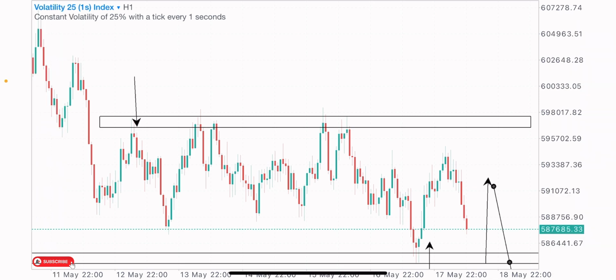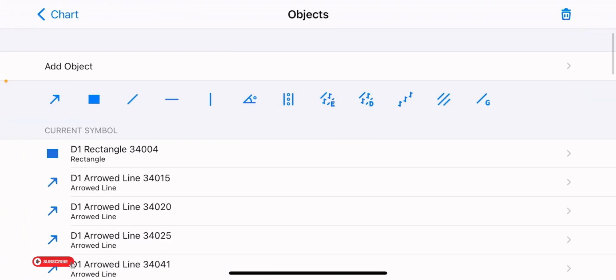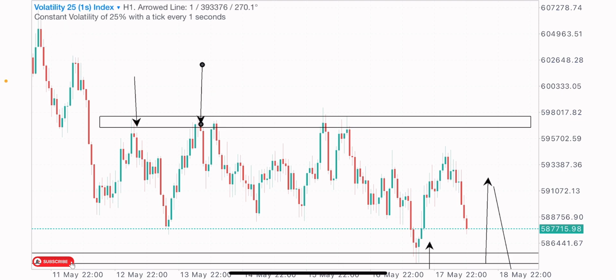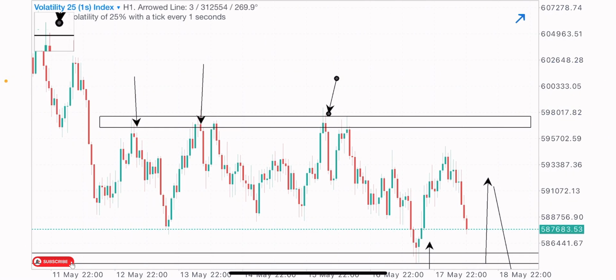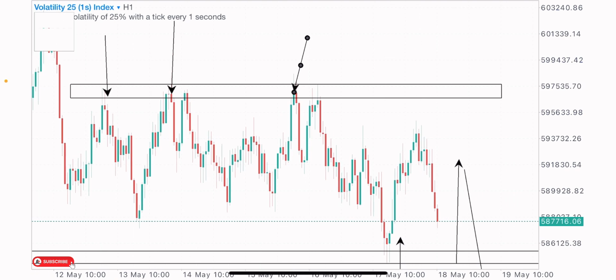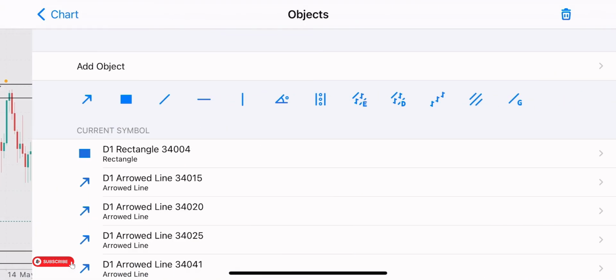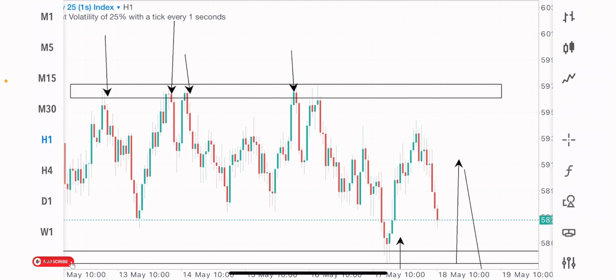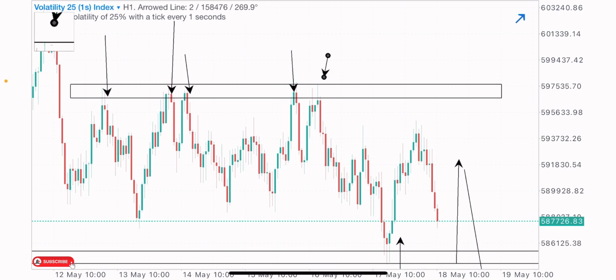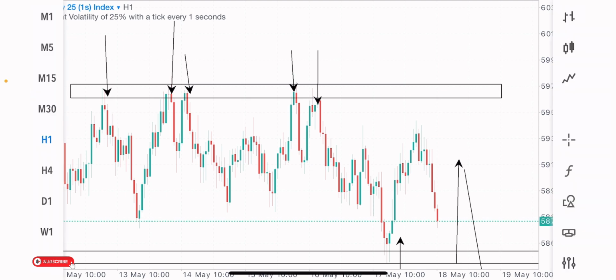Second reaction here, resistance. Third reaction at this point, resistance. We also got a reaction at this zone. Got a reaction here, resistance. We also got a reaction at this point as a resistance. So this is a strong level.